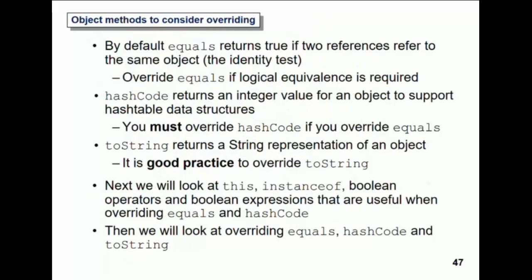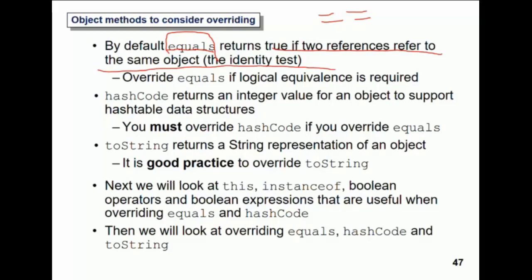The methods that we do want to override, the first one is equals. By default, if you don't override it, equals will check the identity of the object. Are these two objects identical or not? Is it the same object or not? It returns true if two references refer to the same object. So it just does an identity test.